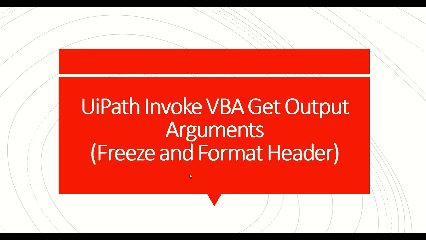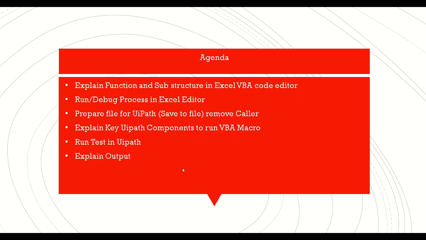All right. Hey guys, today we're going to take a dive into UiPath and look at how to use UiPath Invoke VBA to freeze and format headers and get an output value from UiPath by passing it out of Excel's VBA into UiPath. All right, let's go ahead and take a look at how we're going to do this.